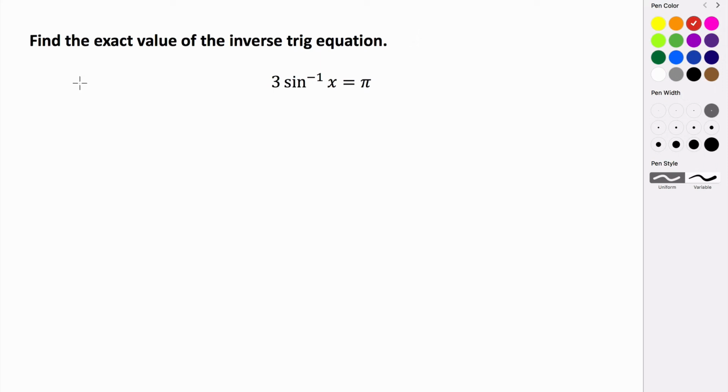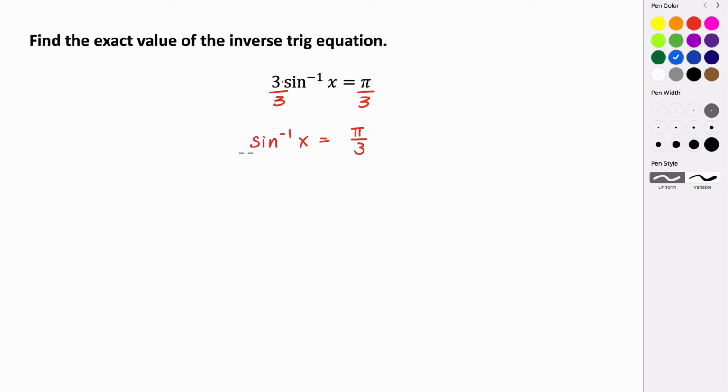In this example, what we want to do is use what we know about inverse trig functions to try and solve this inverse trig equation. So our goal is to isolate our inverse trig function and ultimately isolate our variable. So we want to start by just trying to get inverse sine of x by itself. We know that this 3 is multiplying the inverse sine, so let's divide both sides by 3, and we end up with the inverse sine of x equals pi over 3.